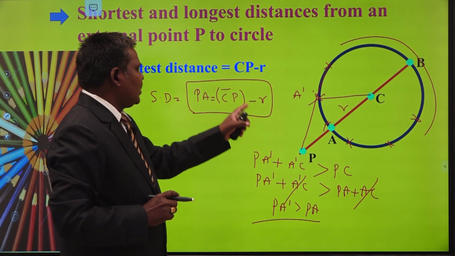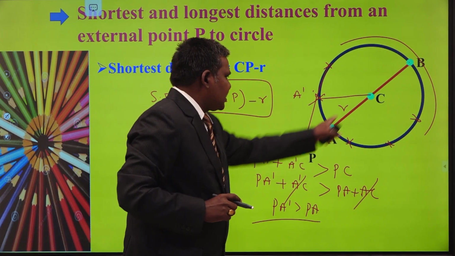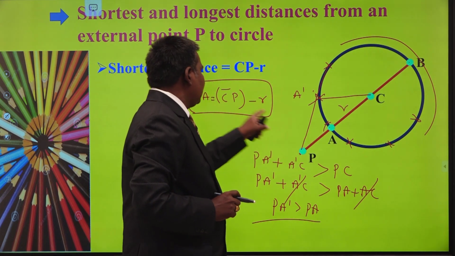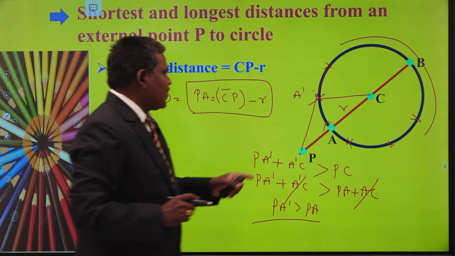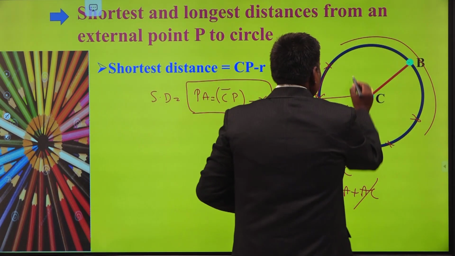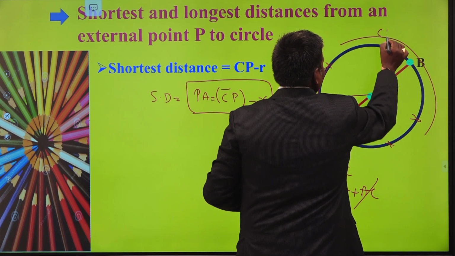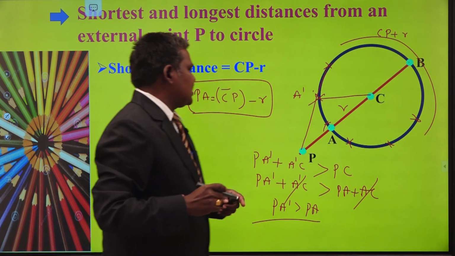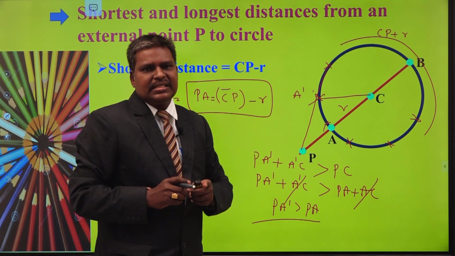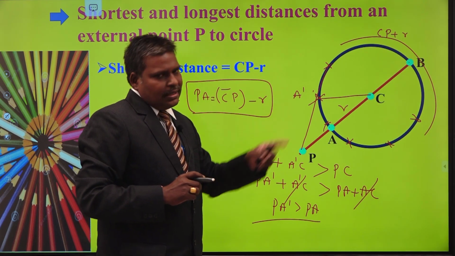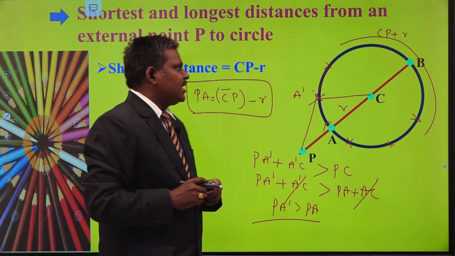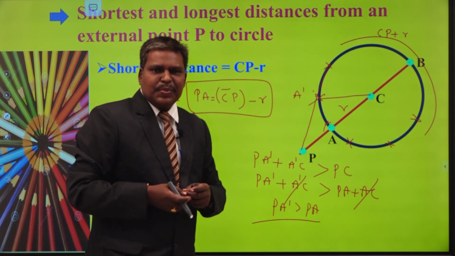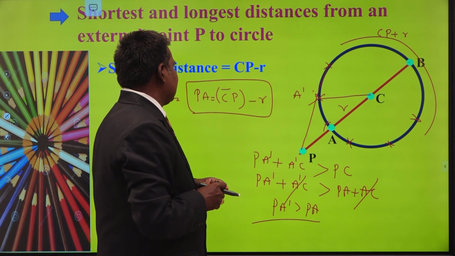How to obtain this one? Distance from C to P, you get CP minus R, the radius of the circle. In the same manner, CP plus R, this is CP. CP plus R gives what? The longest distance from the point to the circle S equals 0. What is C? Center of the circle. What is R? Radius of the circle. CP minus R is the shortest distance. CP plus R is the longest distance.